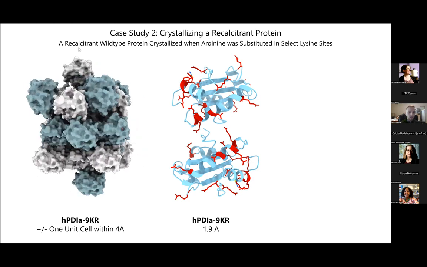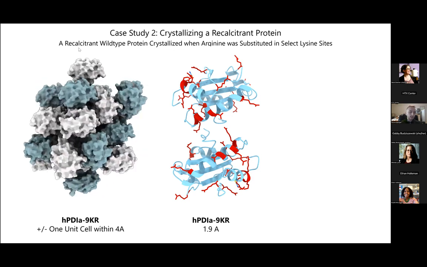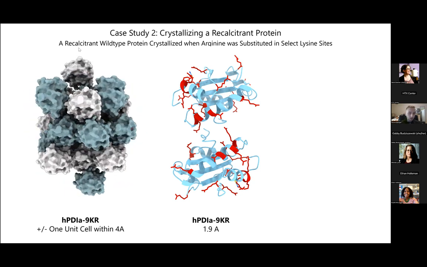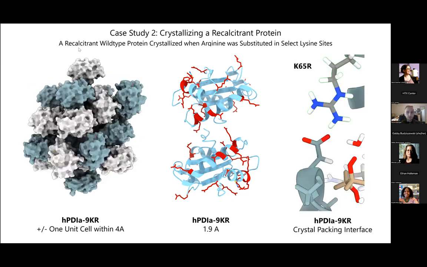Then we asked the question of, all right, is any of our engineered arginine sites making crystal packing contacts in the subunits? This is just one example, but yes, K65R makes crystal packing contacts with proteins in neighboring subunits in the crystal lattice. So great. We were able to get a recalcitrant protein to crystallize, and our engineered arginines, again, made crystal packing contacts with neighboring subunits, further indicating that our engineered arginines are indeed helping proteins that don't crystallize.